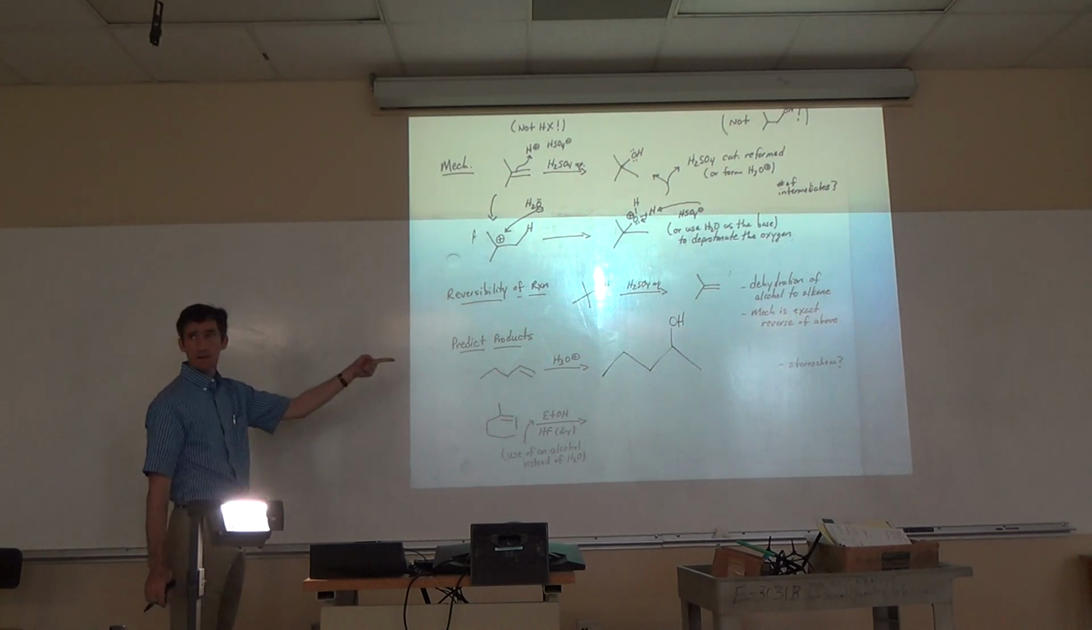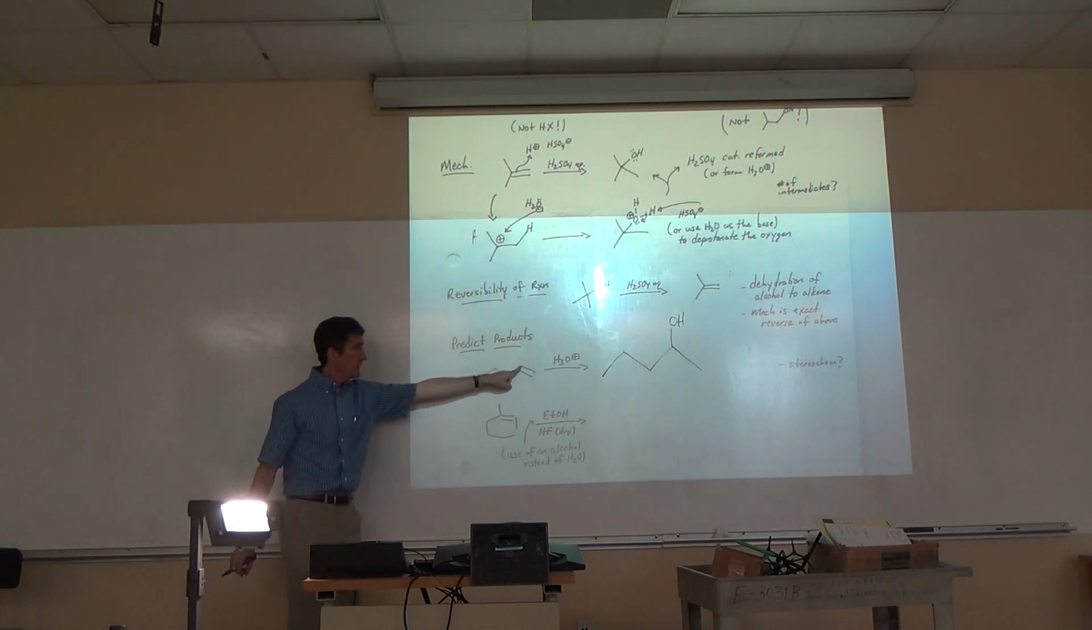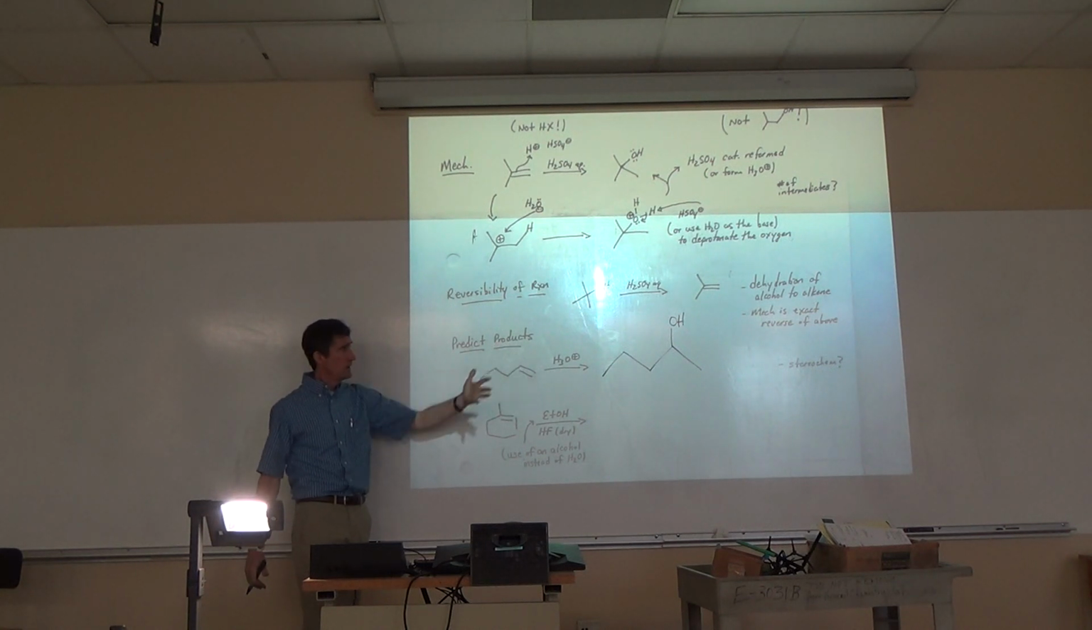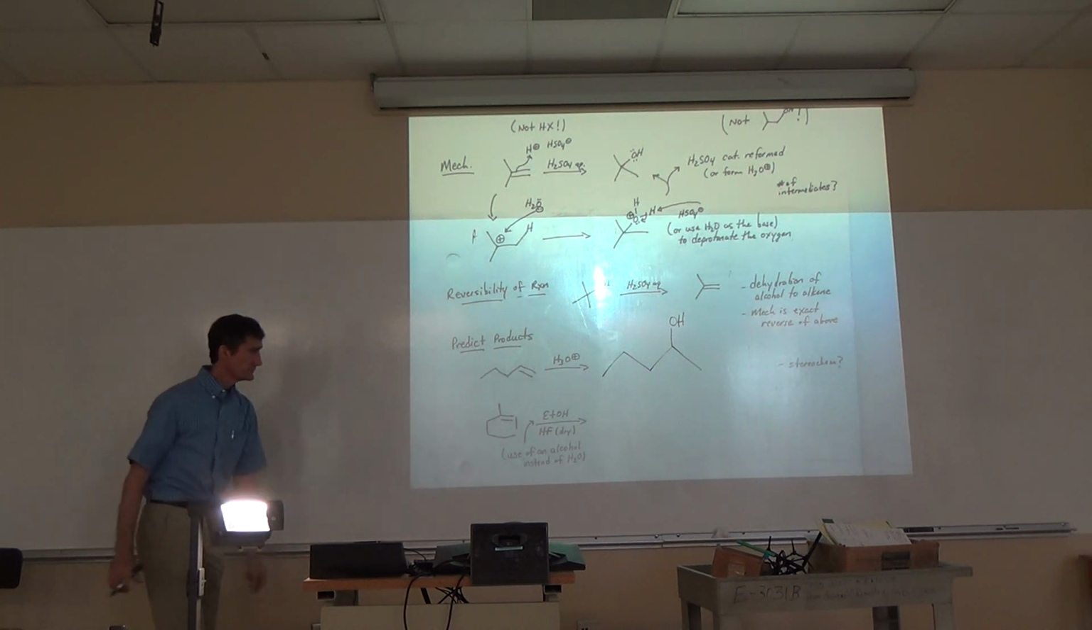Where are you going to make the cation? Secondary carbon? And then what attacks the cation? Water. But then you have to lose a proton in order for the oxygen to go back to neutral. Right? Okay. How about the next one?